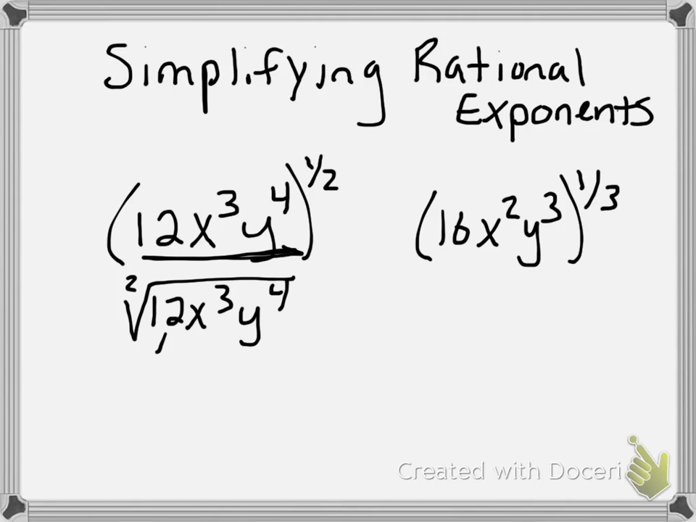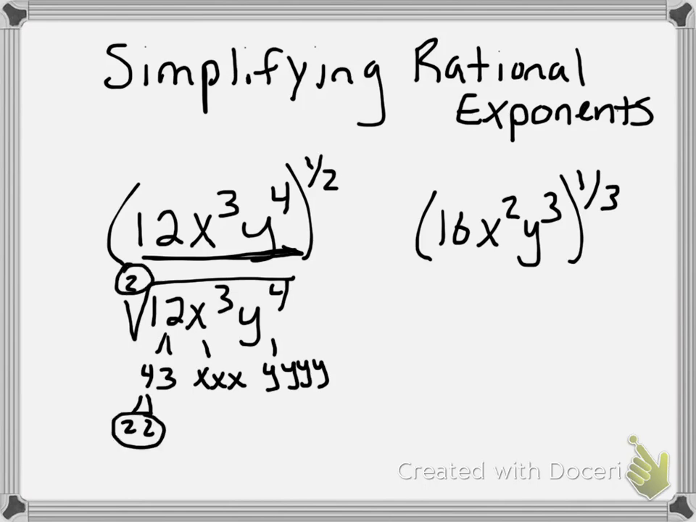Well, 12 can break down to, let's say, 4 and 3, and then 2 and 2. X to the third means I have 3 x's, and y to the fourth means I have 4 y's. Since our index is 2, we're looking for pairs to pull a number or variable out. So I have a pair of 2s, so I can pull out a 2. I have a pair of x's, so I can pull out an x. And I have 2 pairs of y's, so that becomes a y squared.